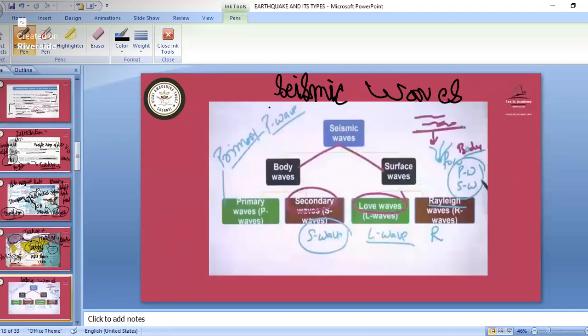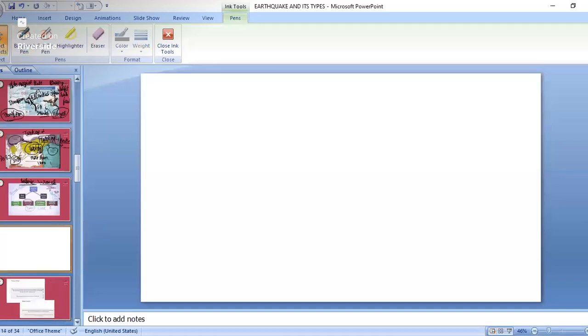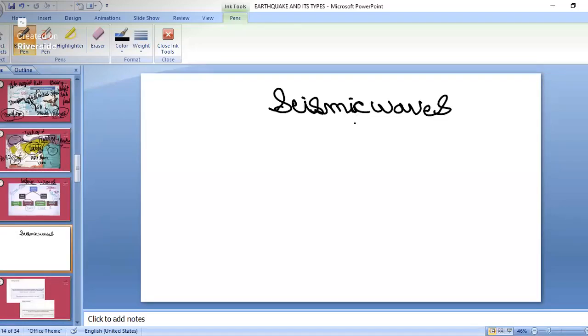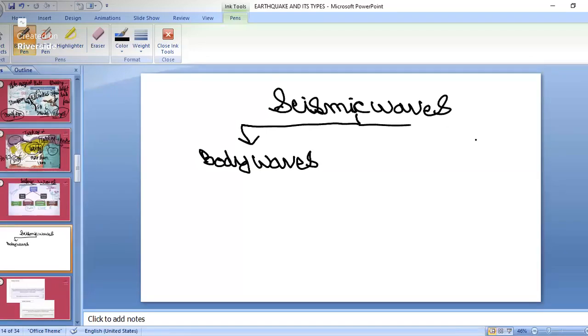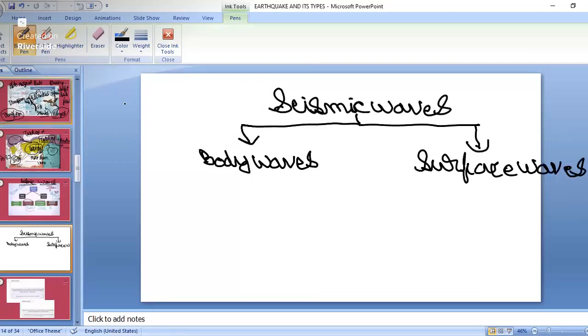Now in this particular part, in the seismic waves, we have two types of waves. One is the body waves and the other one is the surface waves. These seismic waves are divided into two parts. One is the body waves. So how can we know which one is the body waves and which one is the surface waves? Now suppose this is our Earth surface. So now in this case, what is happening? This is the interior of the Earth, and here is the exterior of the Earth surface.